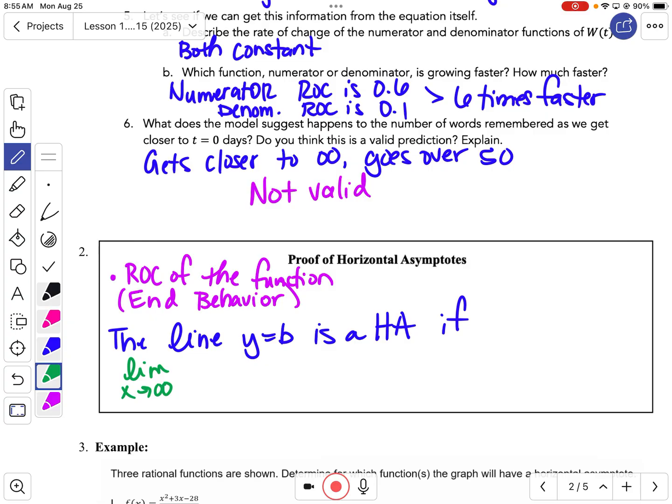Okay. The limit as x approaches infinity of the function is equal to that number b. Or the limit as x approaches negative infinity of that function equals b. The key here is we have to check both limits.